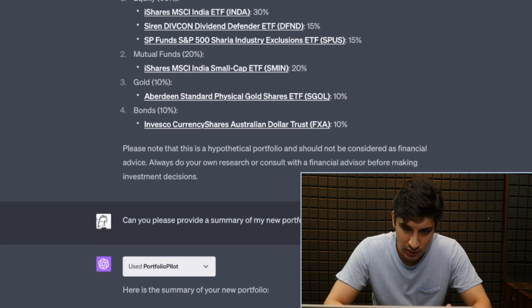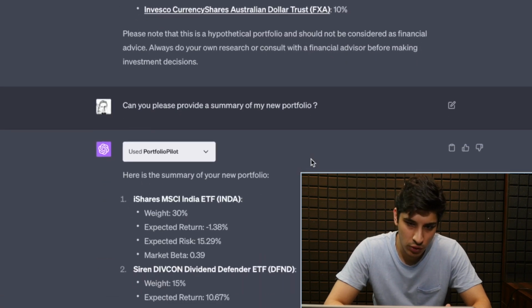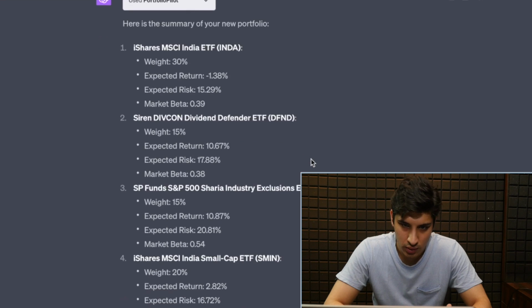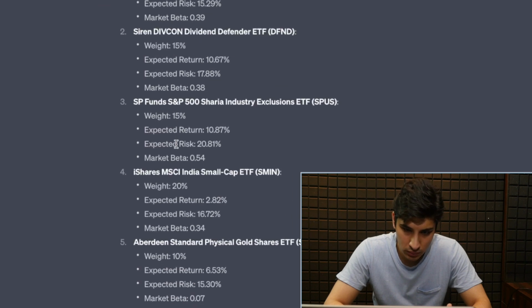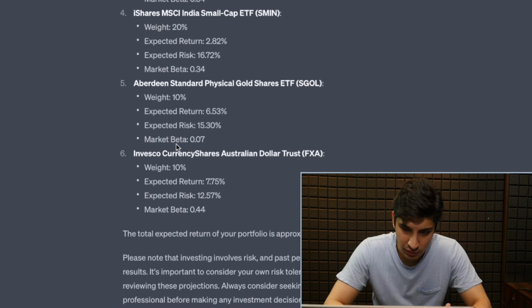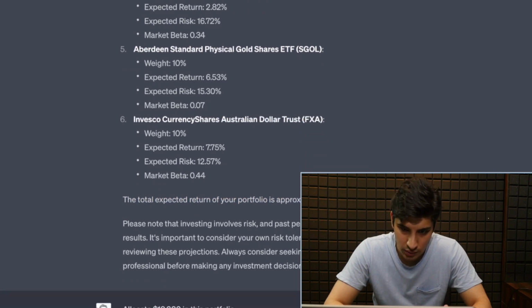Okay, now let's ask for a summary of my new portfolio. So it gives me the weight of the portfolio, expected returns from this, expected risk, market beta. Not bad. Gives me some good information, and in the end it tells me the total expected return of this portfolio would be approximately 4.81%. So that's good. We can at least use this.